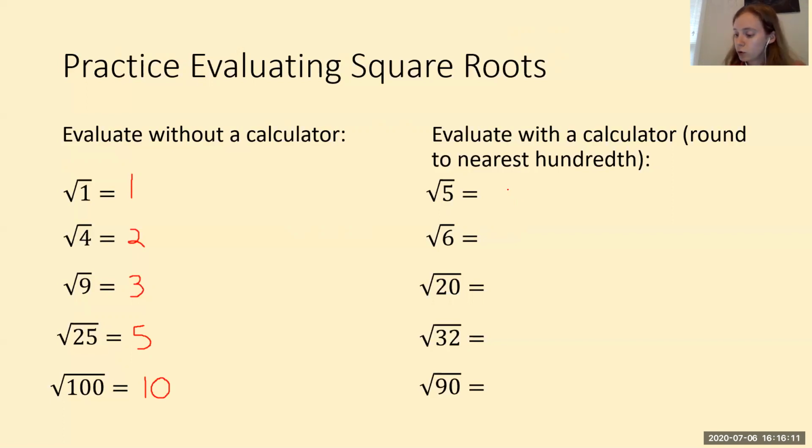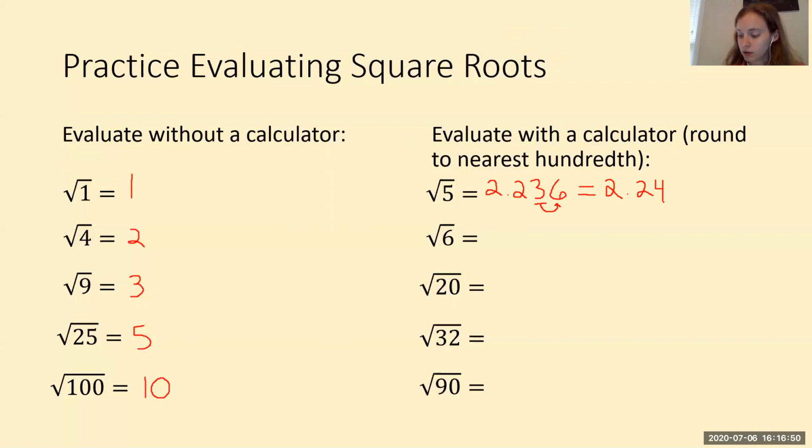So I'm getting 2.236067978. I don't need all those. I just need it rounded to the nearest hundredth. So if I have 2.236, well, this 3 is the number sitting in the hundredths place. I look to the number to the right of it. It's a 6. That tells me to round the 3 up. So my final answer here, rounded to the nearest hundredth, would be 2.24.